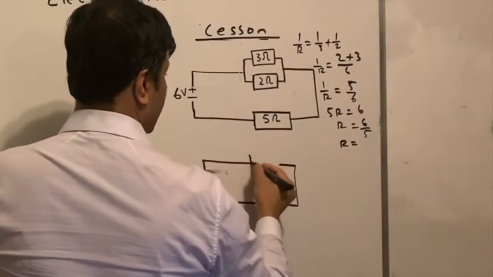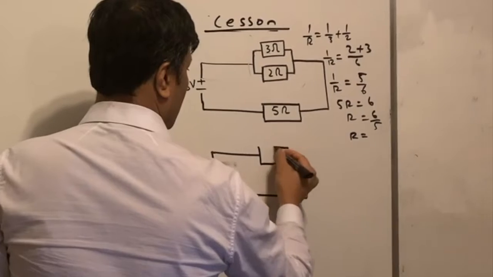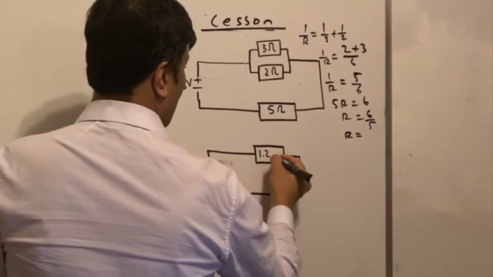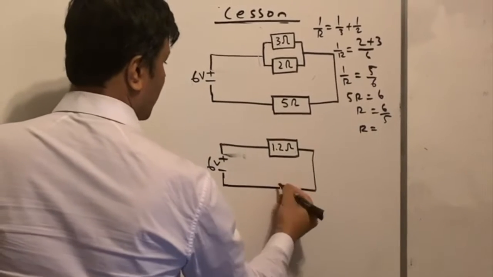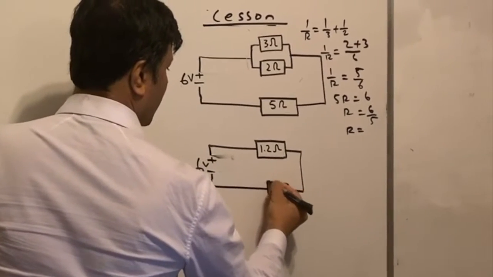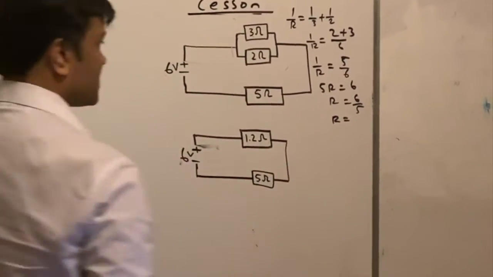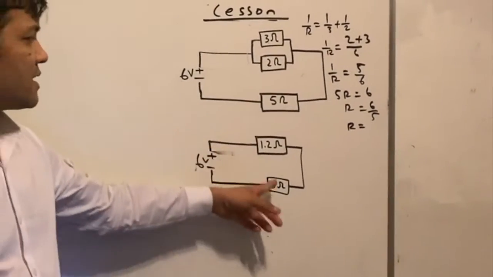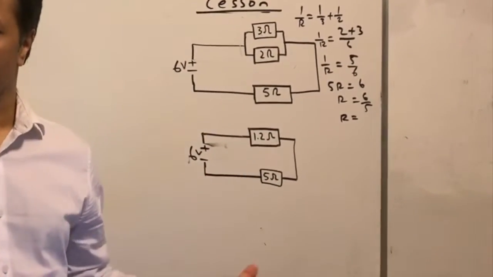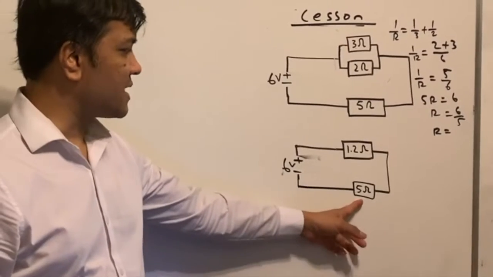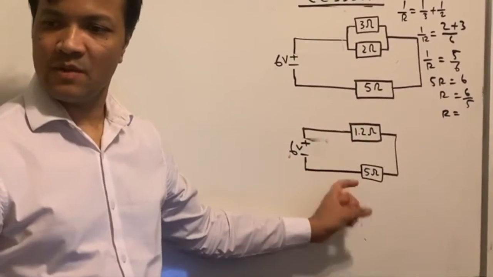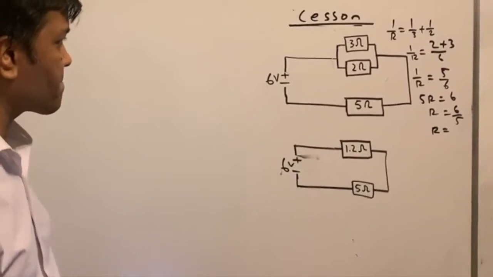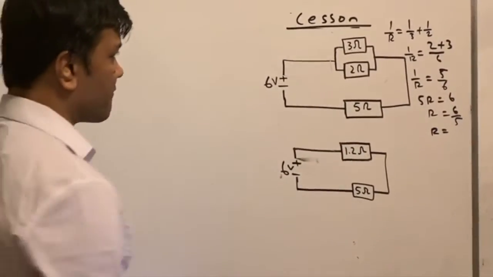so what is the equivalent resistance now? 1.2 ohms. And what about this one? This is 5 ohms. And did you say that this one and this one are in series? Okay, this one is in series with respect to this one, and this one is in series with respect to this one. Okay. Alright, now let me erase this.